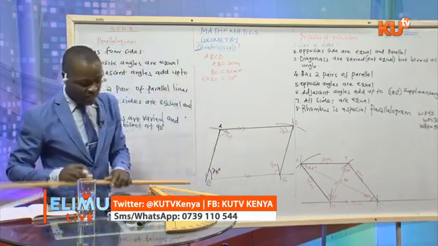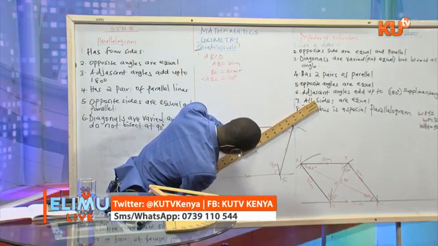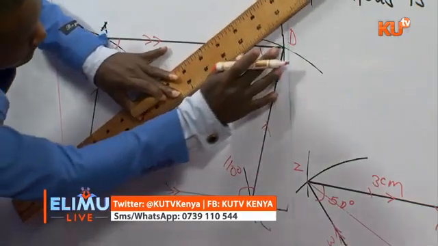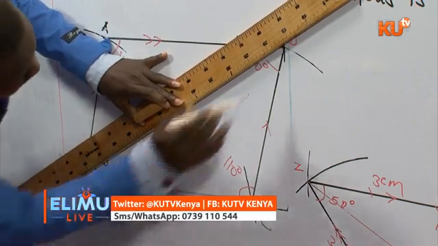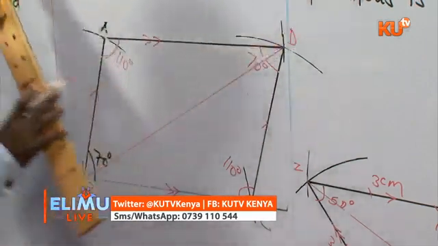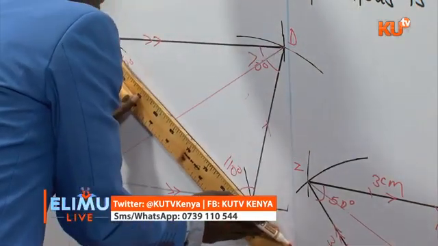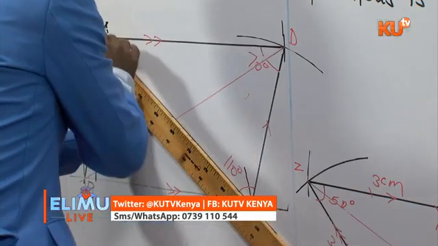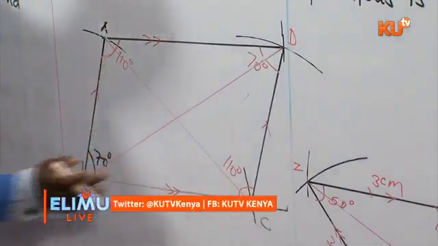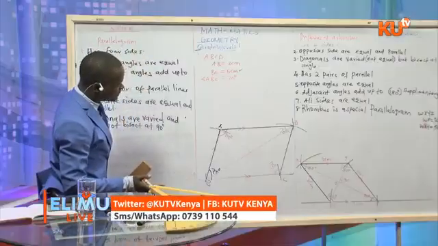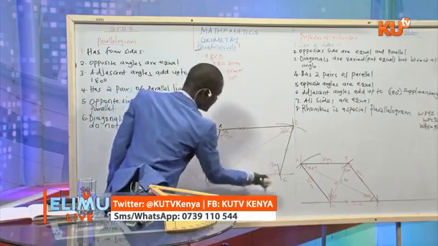And then we also say that diagonals are varied. That means that the diagonals are not equal and they do not bisect at 90 degrees. The only quadrilaterals whose diagonals bisect at 90 degrees include a square and a rhombus. So this diagonal, that's diagonal AC and diagonal BD, they are not equal. It's very evident. Diagonal BD is longer than diagonal AC.